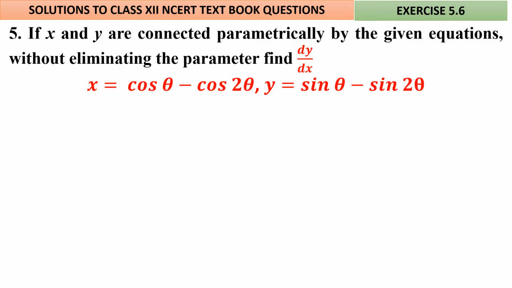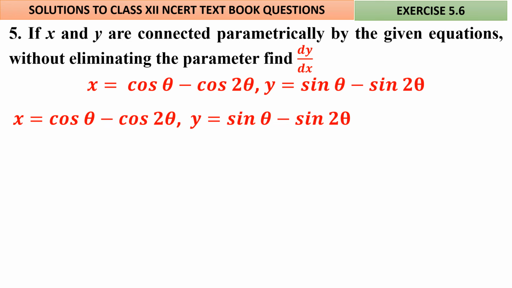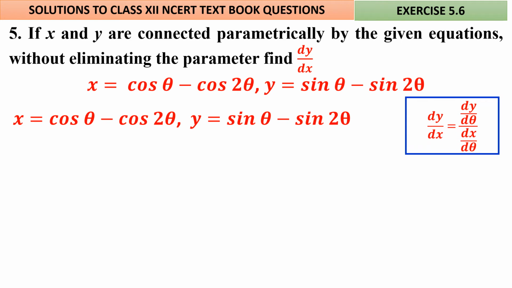Question number 5. The x and y are connected by the equation x is equal to cos theta minus cos 2 theta, y is equal to sin theta minus sin 2 theta. You have to find dy by dx. We know that dy by dx formula is dy by d theta upon dx by d theta.